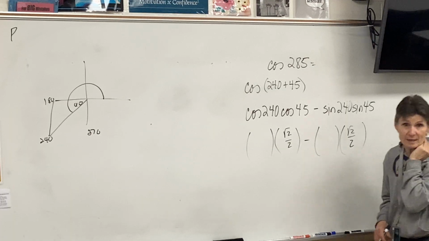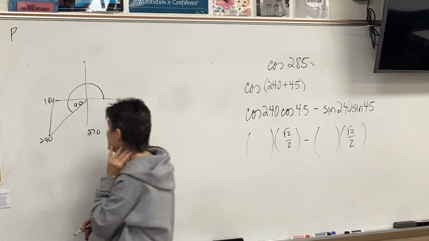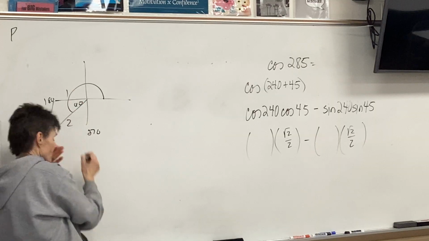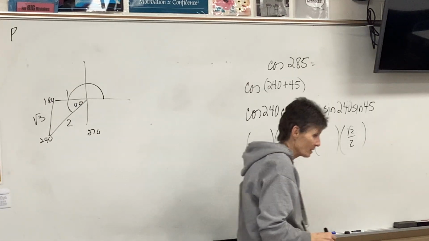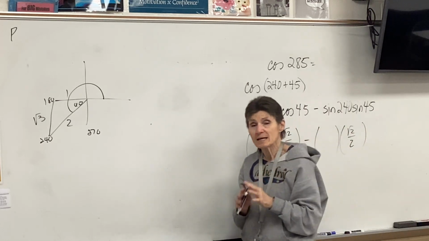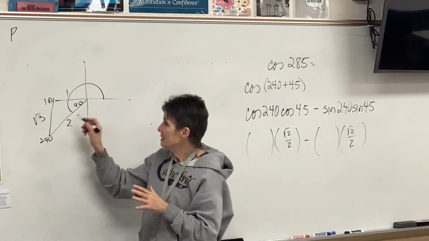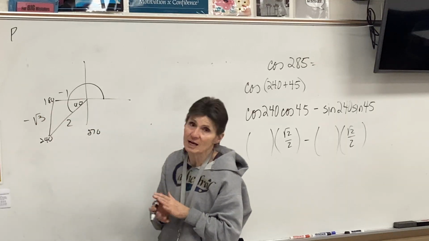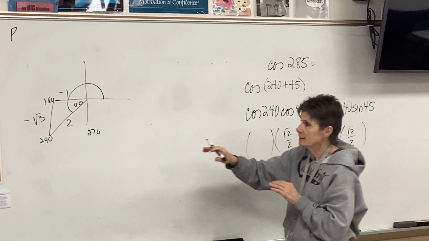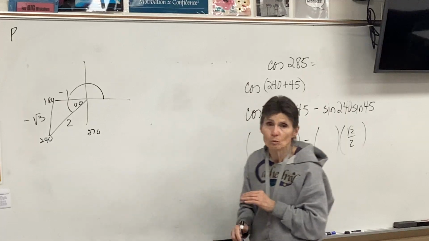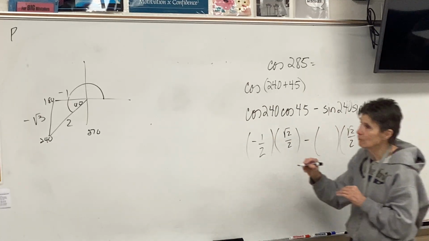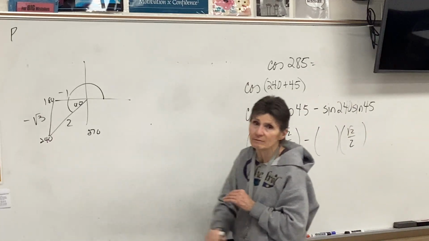Now, what about 240? Well, I have my picture over here. I know that with a 60, this is going to be root 3, 1 and 2. Those are the sides. Be careful. I noticed in a lot of your homework, we're not paying attention to the quadrant we're in. This angle has 2 negative sides. So when I go to fill in the cosine of 240, it's going to be negative 1/2. And when I fill in the sine of 240, it's going to be negative root 3 over 2.